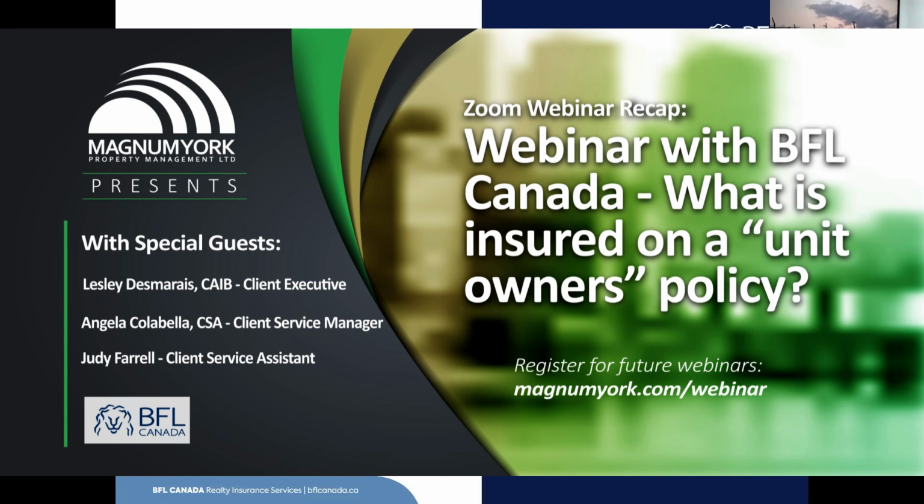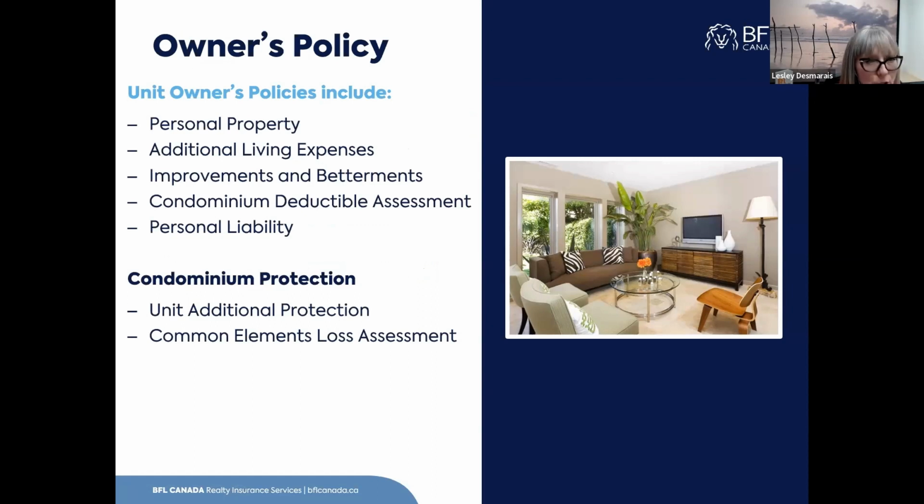Your unit owner's policy is to cover the items that the corporation is not responsible for. With the analogy of flipping the unit upside down and your things falling out, that's what you're to insure. That would include your personal property, so that's your contents. If the bylaws state that you as a unit owner are responsible for improvements and betterments, that would also be something that you would be responsible to insure.